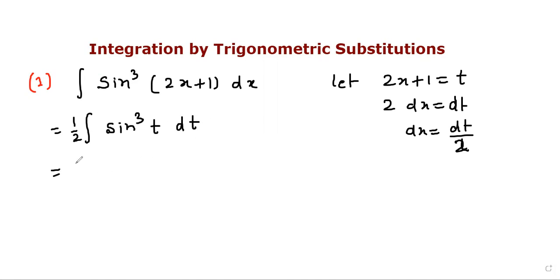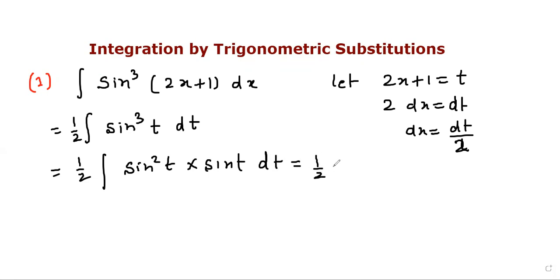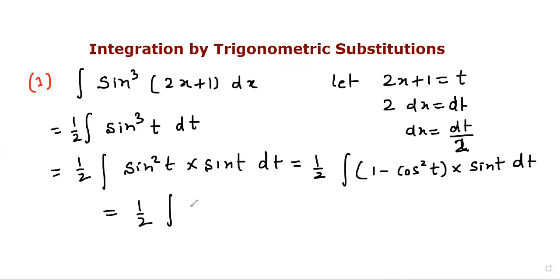Well, this will give 1 by 2, and this can be written as sine square t times sine t dt, which is further equal to 1 by 2, 1 minus cos square t into sine t dt. This can be written as 1 by 2 integration sine t dt minus 1 by 2 integration cos square t sine t dt.